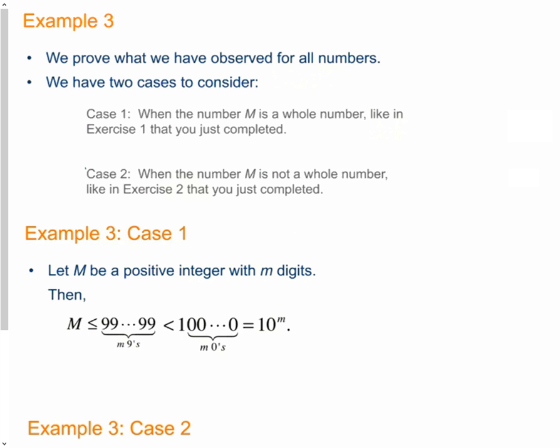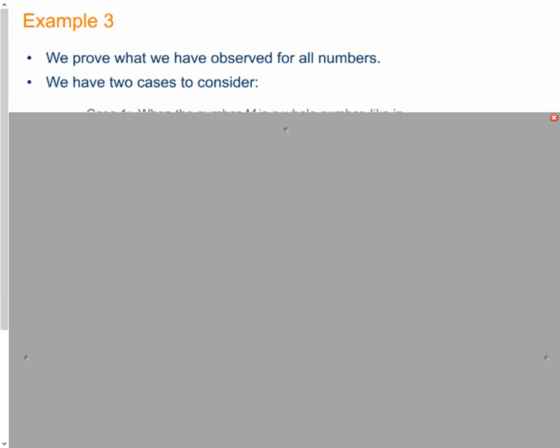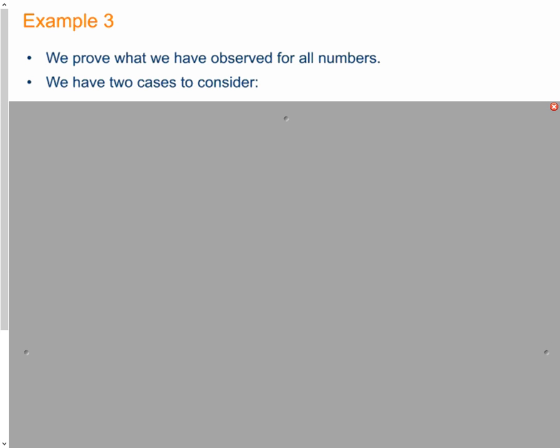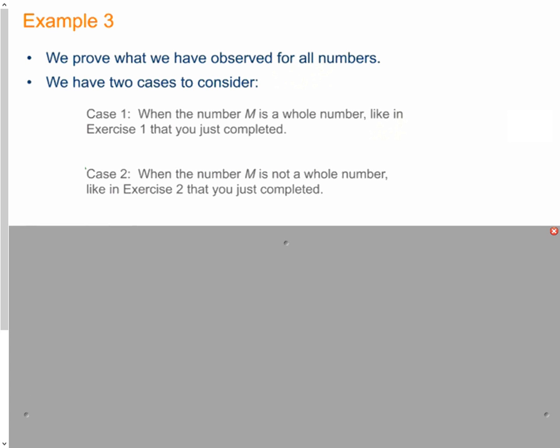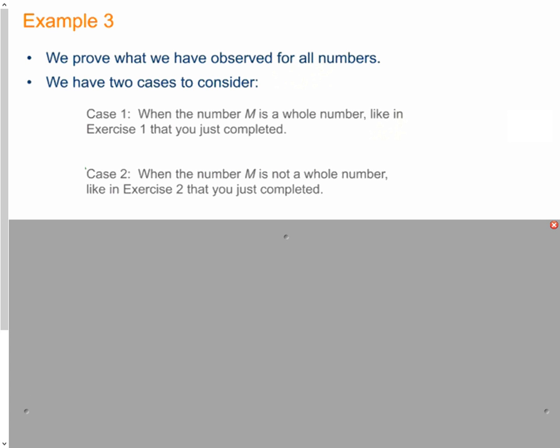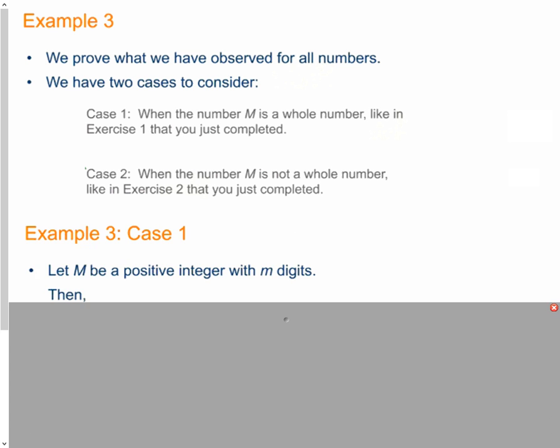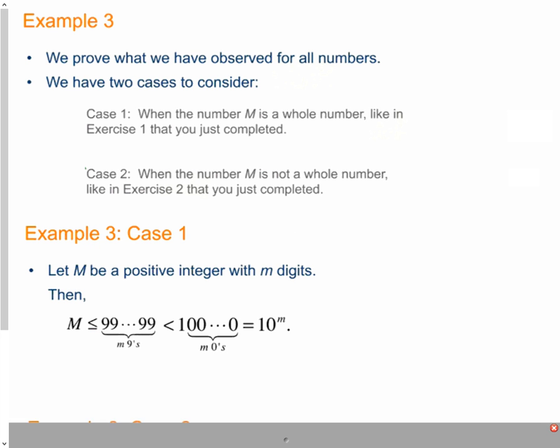So let's move on. Let's talk about example 3 here. In example 3, we prove what we have observed for all numbers. We've done it with just whole numbers. We want to do it with fractions as well. So we have 2 things to consider here. One is when the number m is a whole number, like in exercise 1, you just complete it. Whereas in exercise 2, there was actually a fraction. It's not a whole number. It didn't do much differently, but it's good to understand where it's located with respect to a number line. So let's look at example 3.